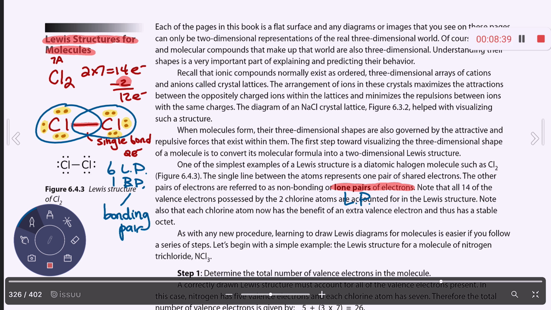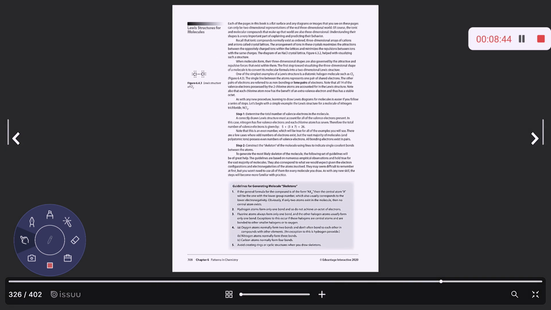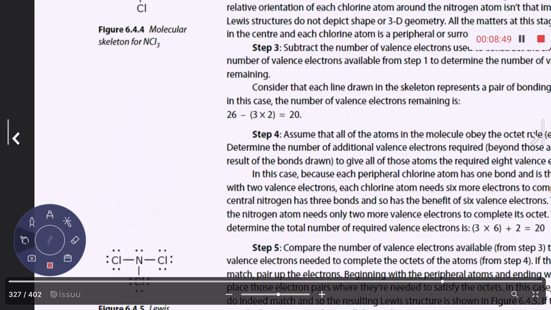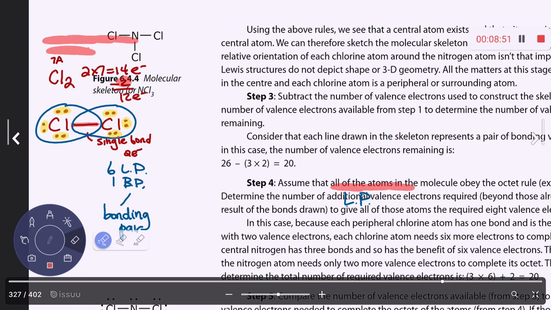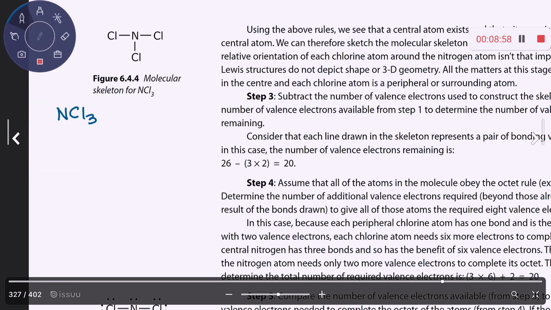Okay, let's draw some more then. Let's take a look at NCl3. So let's go to the next page. Okay, in order to make this look symmetrical, put the nitrogen in the middle, put a chlorine on either side, and then the third chlorine could go above or below the nitrogen, it doesn't matter. Connect them with lines. Those lines represent single bonds.